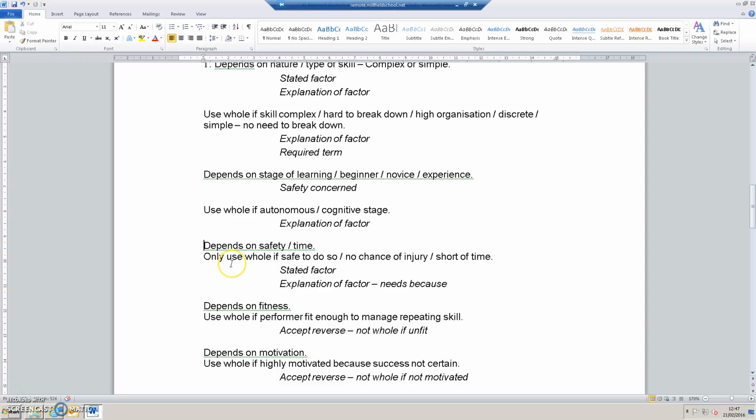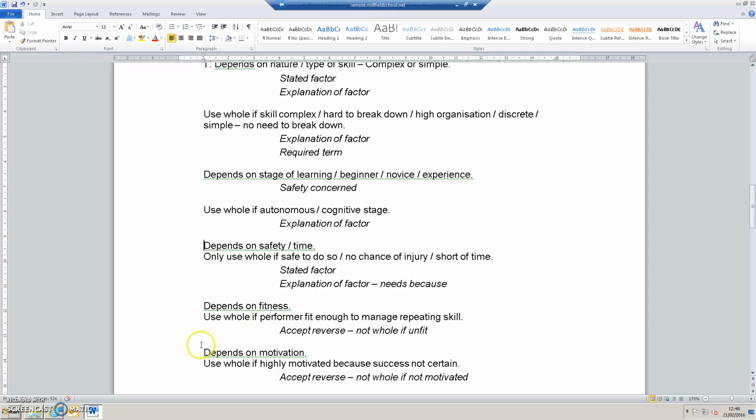However, a number of you also talked about the size of the group, and whilst we've looked at size of group in terms of things to consider, you didn't get any credit for that in this particular situation. If you mentioned the size of the group might make it dangerous, then you would get the point because you're focusing in on safety. Moving on from here, a lot of you did well with the next point, which is depends upon fitness. As you can see, whole practice if the performer is fit enough, but not just because of time and being able to keep going over time, but because they're able to manage repeating the skill. And that's the key point here, that they're fit enough to continue to manage the skill over time.